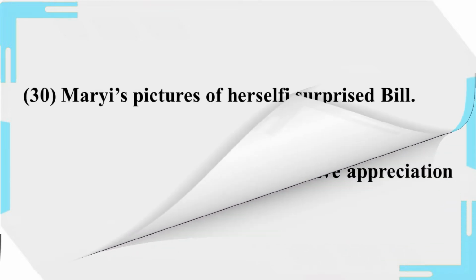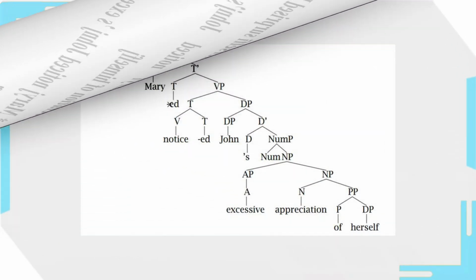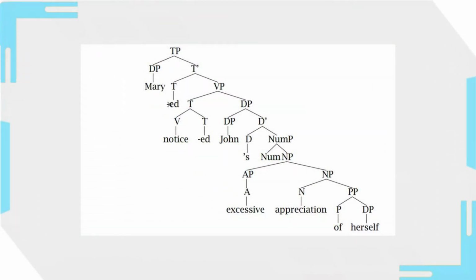Now let's compare 30 with this example. Mary's pictures of herself surprised Bill. Mary noticed John's excessive appreciation of himself. Mary noticed John's excessive appreciation of herself. Why is 32A so much worse than 30? When we hit a surprise like this, it's a good idea to consider the structure carefully. Notice that in this tree, both DPs Mary and John C-command the reflexive, and they are all in the same TPs since there's only one TP, namely the whole sentence.